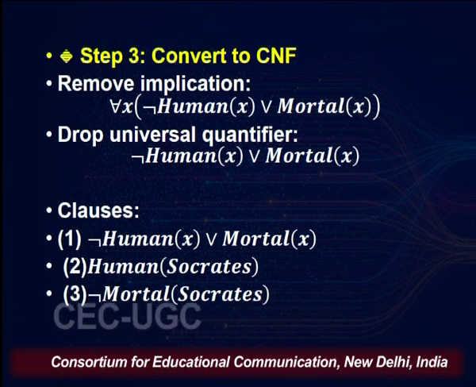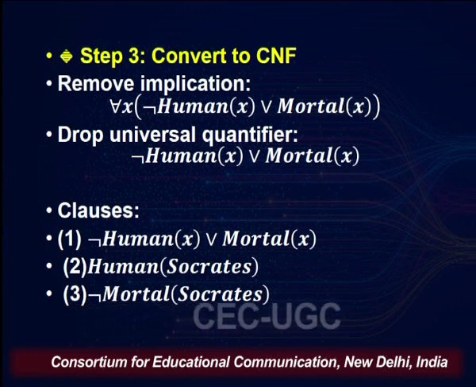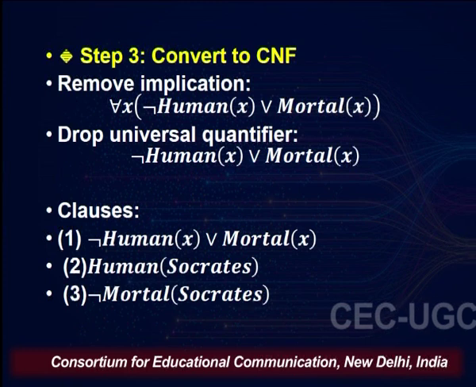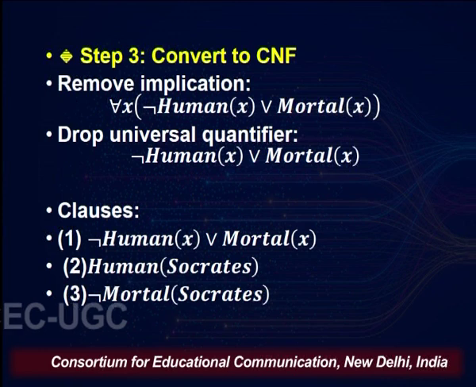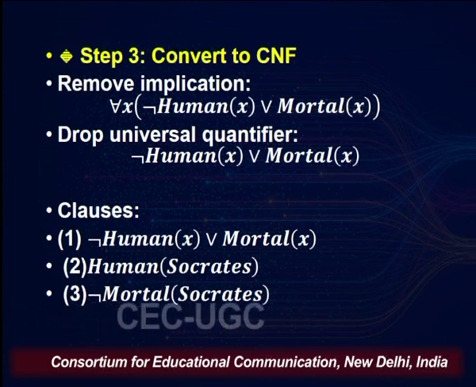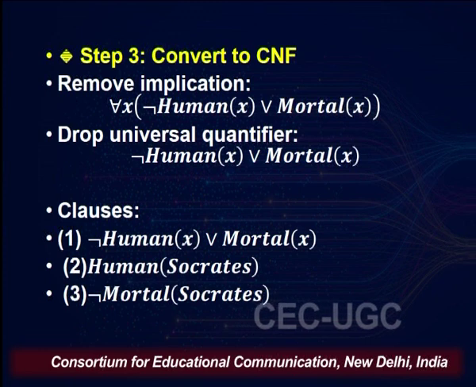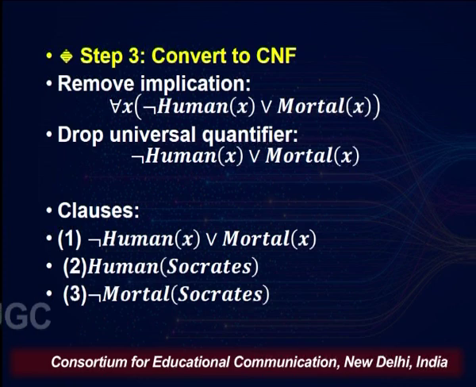So, this is one statement which, after translating into FOL, is now converted into CNF. The next clause was already available and is in the form of CNF: human(Socrates), and the negation of the goal is negation of mortal(Socrates). So, now I have these three clauses, and now I need to resolve them.